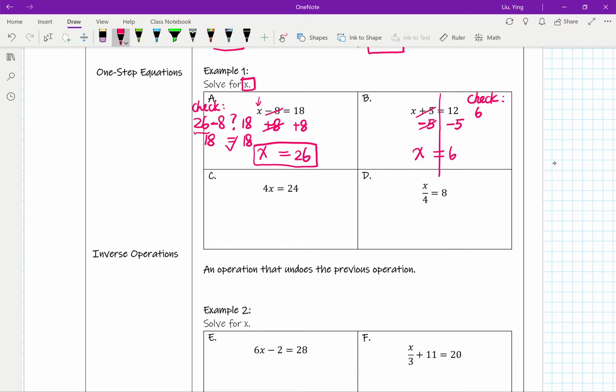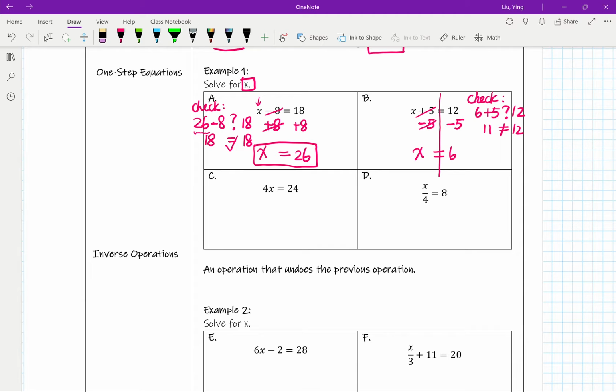So I'm replacing this x with 6, right? So we have 6 plus 5, and I want to see if that would balance the right-hand side. Would it? Well, 6 plus 5 is 11. It is definitely not 12. So that tells me, okay, this 6 is the wrong answer.